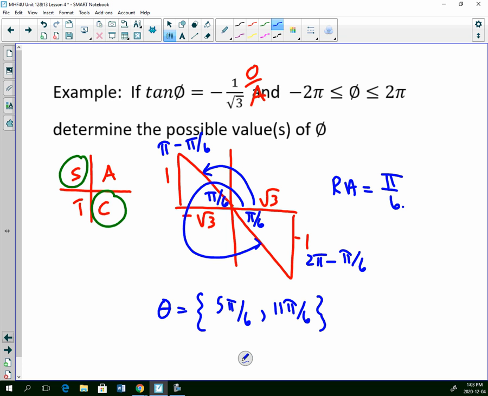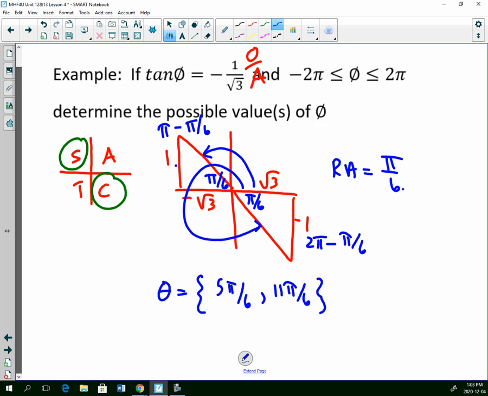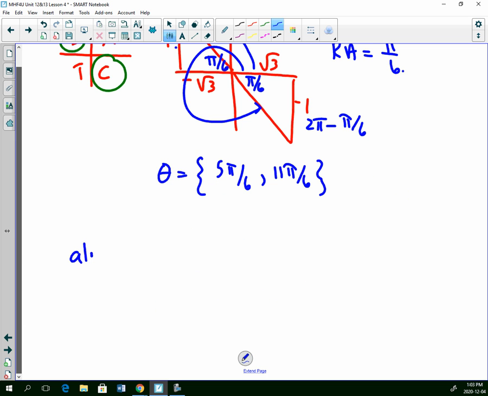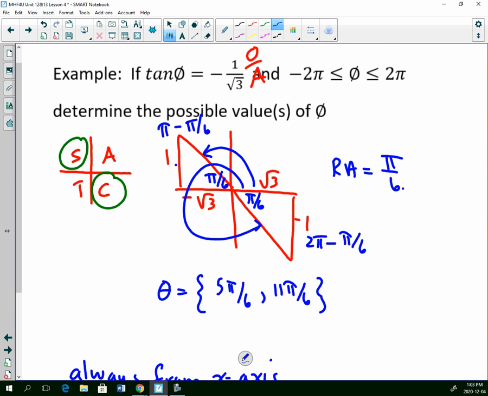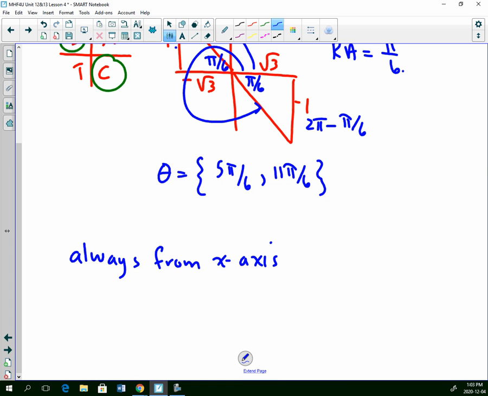Remember, you're always measuring from the x-axis. In quadrant 2, it will be pi minus the related angle. In quadrant 3, it will be pi plus the related angle. In quadrant 4, it will be 2 pi minus the related angle. We never measure from pi over 2 or 3 pi over 2, from the y-axis. We always measure from the x-axis. If you measure from the y-axis, you're measuring the wrong angle.